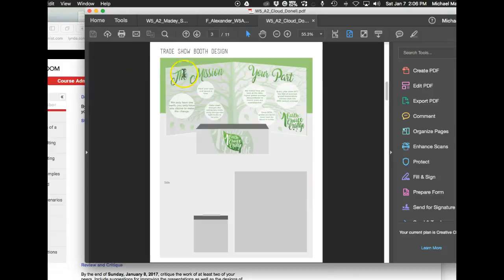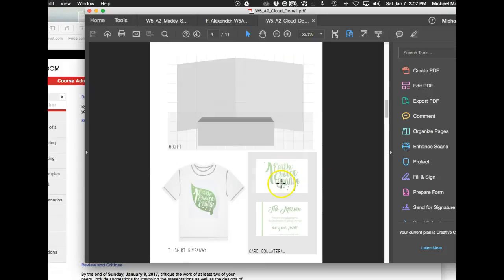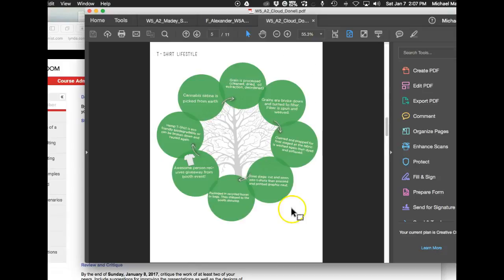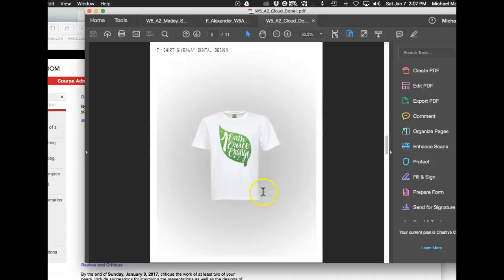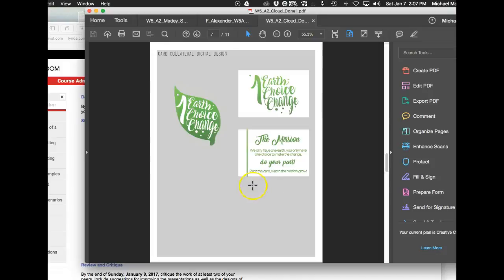Then in the next page, you jump straight into your trade show booth design. It's not labeled. There's no materials list. And there's just really no description as to how you want the viewer to interact with this trade show booth at the trade show. Okay, next page is the same thing. You're showing the card collateral, the t-shirt giveaway. You're not describing it anywhere. What is the idea behind it? Okay, then you jump into a t-shirt life cycle. I don't know. I'm just not seeing a real solid flow here, Donnell.